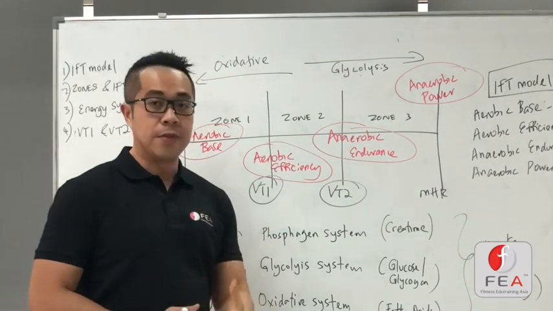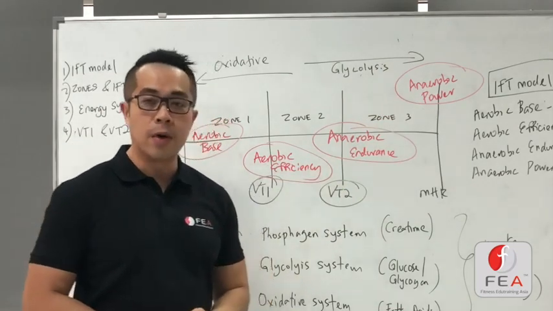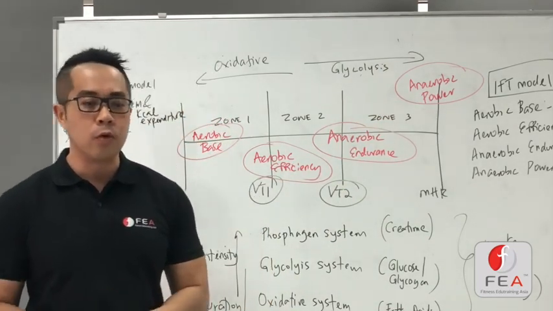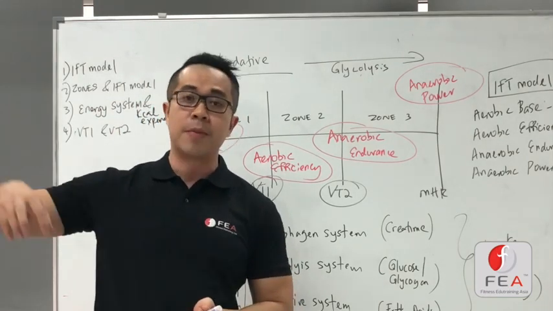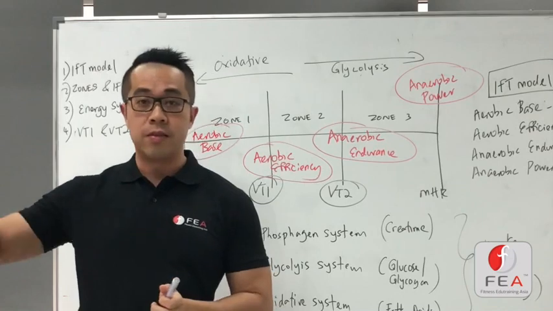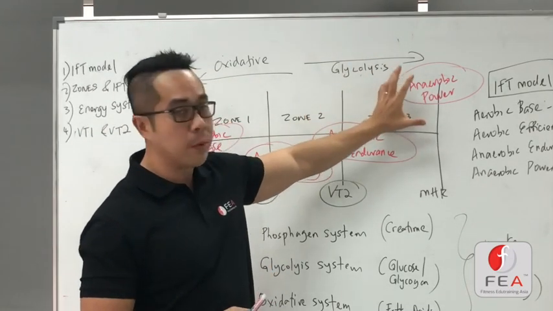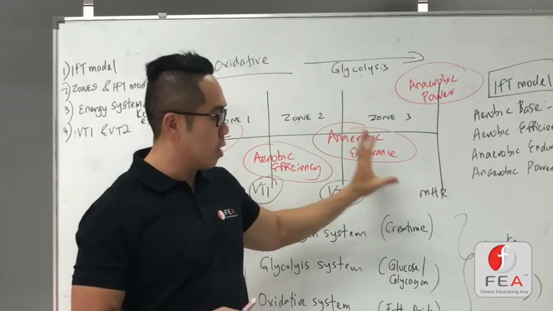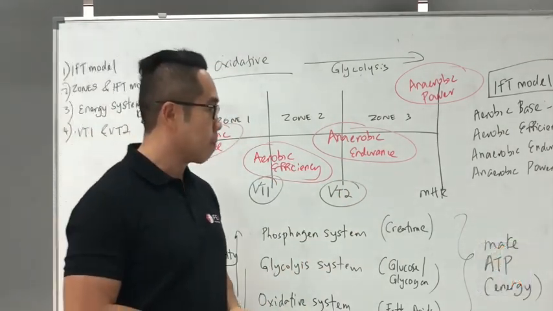The last phase of the IFT model of cardiovascular will be to improve anaerobic power. That will usually help people who participate in long distance events and want to improve their short burst power within the long distance event. We call that anaerobic power. Usually, if you train for anaerobic power, you need to train near your maximum capacity or your maximum performance.